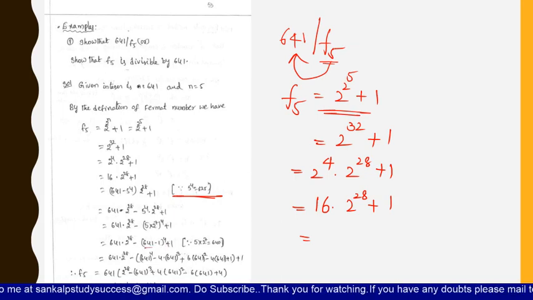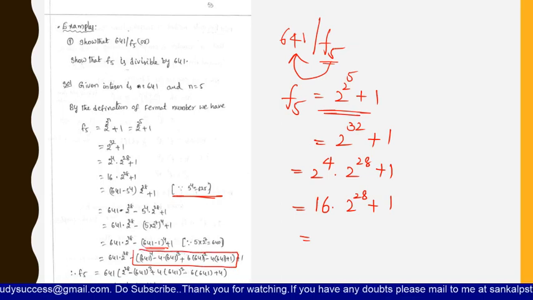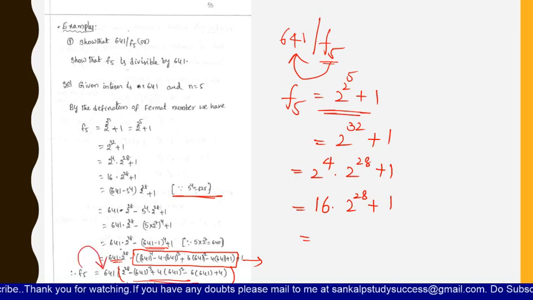So from here you can substitute the a minus b whole power 4 formula. This is the simplification of the a minus b whole to the power of 4 formula. Now here you can take 641 common from this term. So that 641 times, you will get the complete value here. That means F5 is divisible by 641. We can say that F5 is divisible by 641.